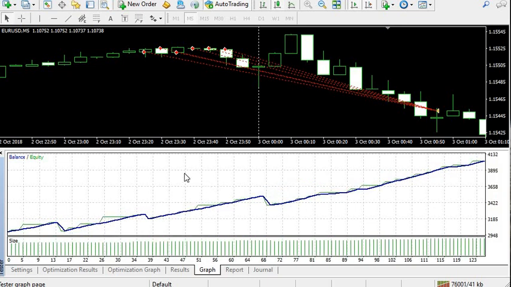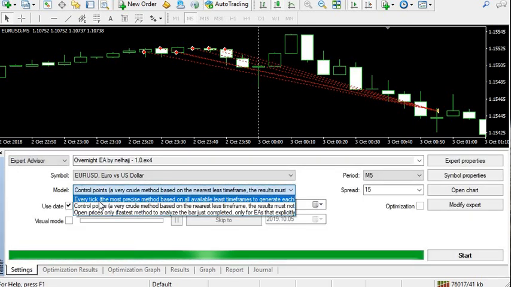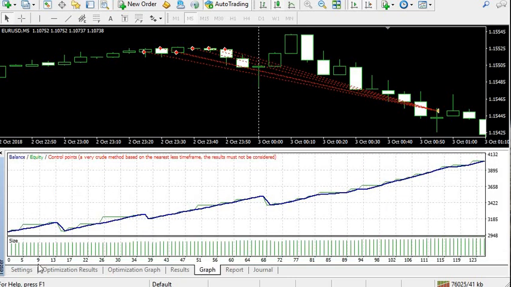Okay, now remember this is rough testing, so I'm just doing it for the purpose of demonstration. These results are based on control points. I would suppose every tick is the best, and make sure you download real tick data so you can get the best data on which to test.